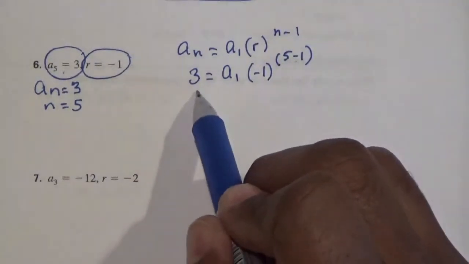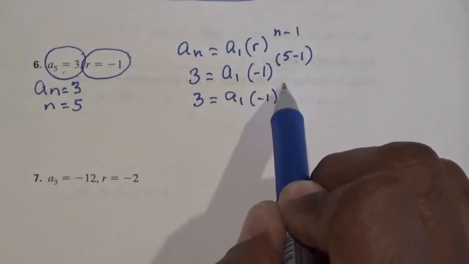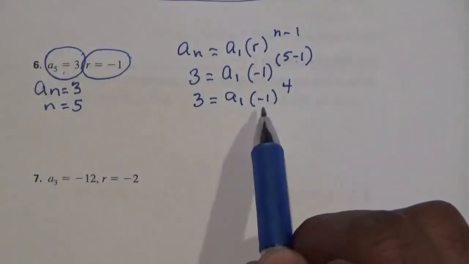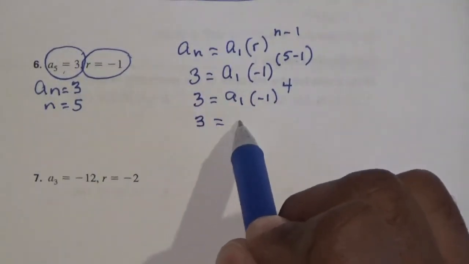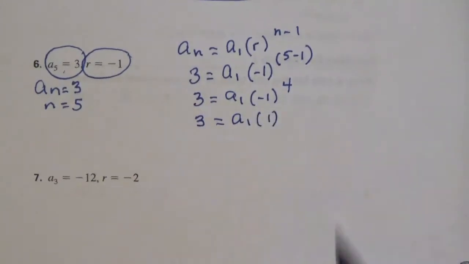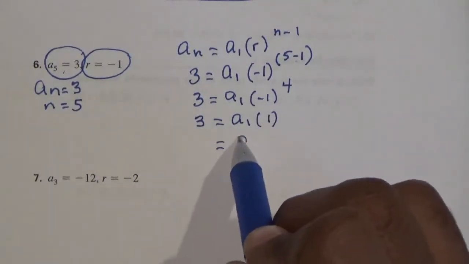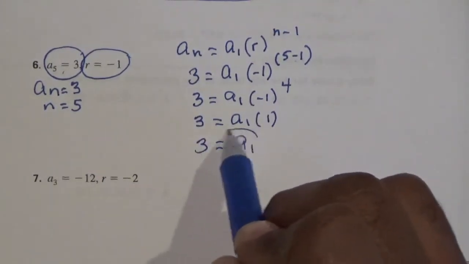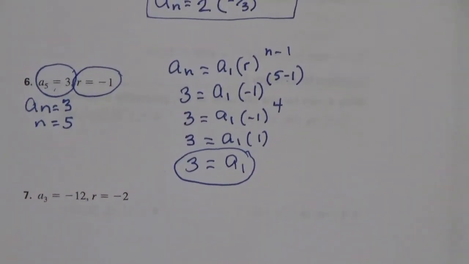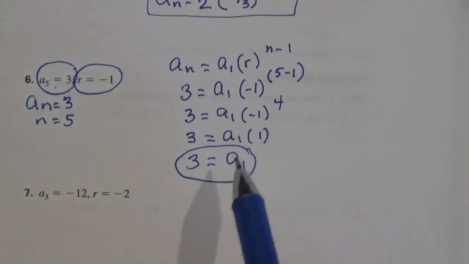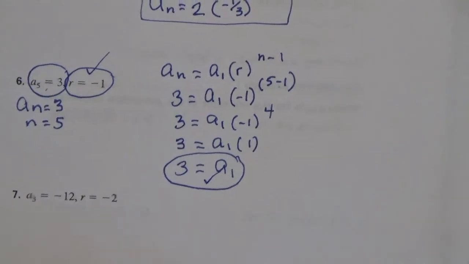5 minus 1 is 4. -1 to the 4th power is equal to 1. And in this case, 1 times the first term is just the first term. And so we've solved and we find that the first term is equal to 3, just by plugging into the rule. Now that I have the first term and I have R, I can write the rule itself.